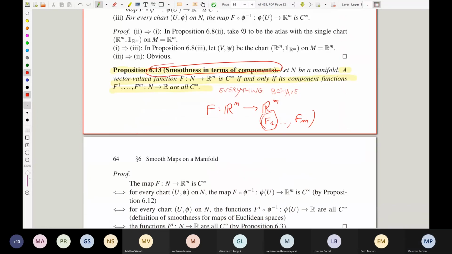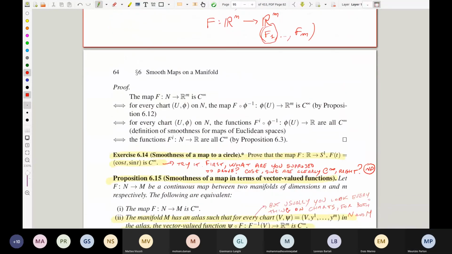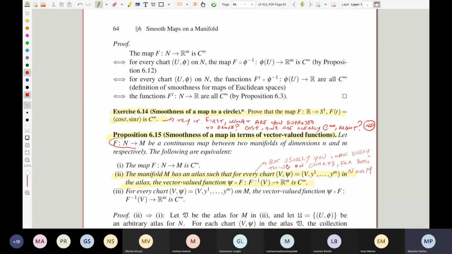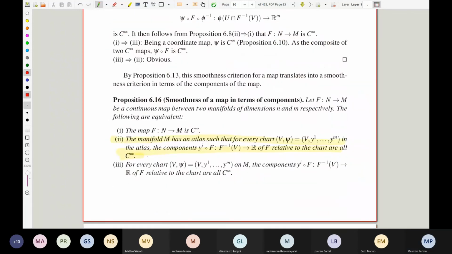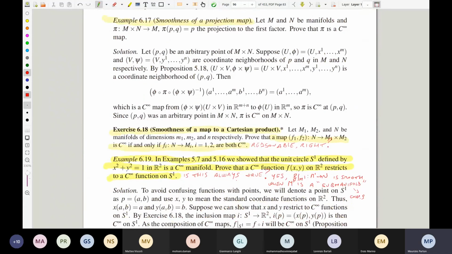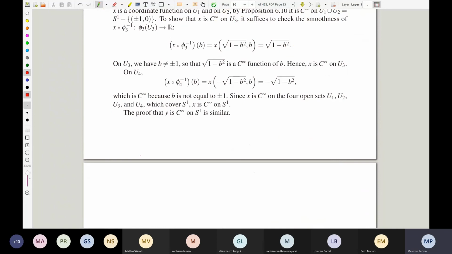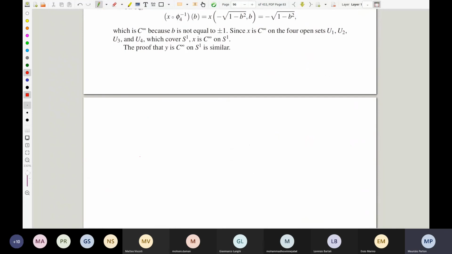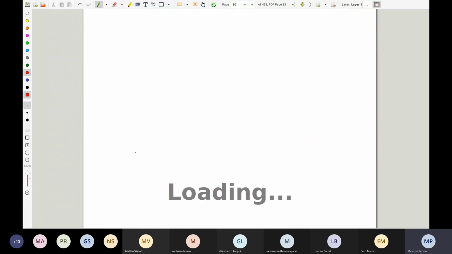If you have a map from two manifolds, then you can check on every chart if the map with values in Rm, because M is locally like Rm, you can check on the components if they are smooth, and then the map is smooth, and so on. Exercise, we will skip. Examples. Here there is a lot of interesting things, but running out of time, so okay.